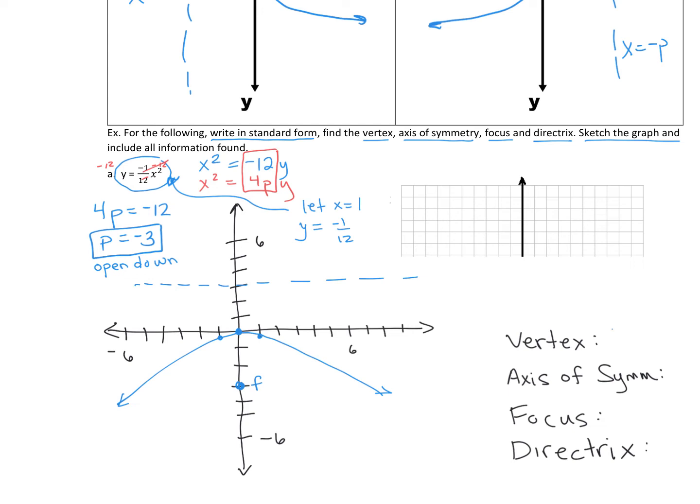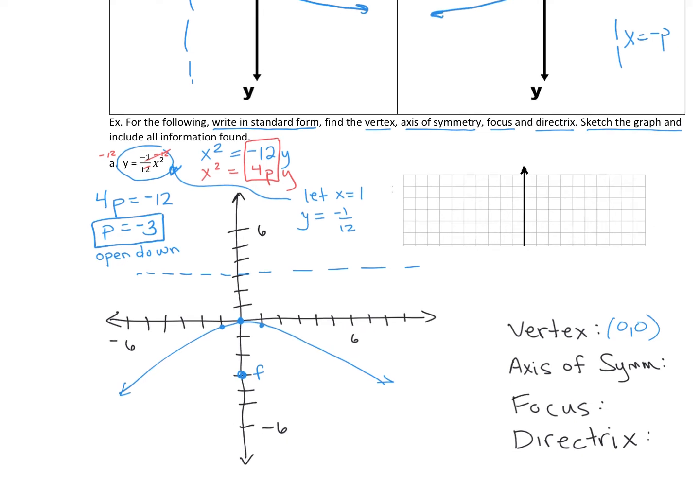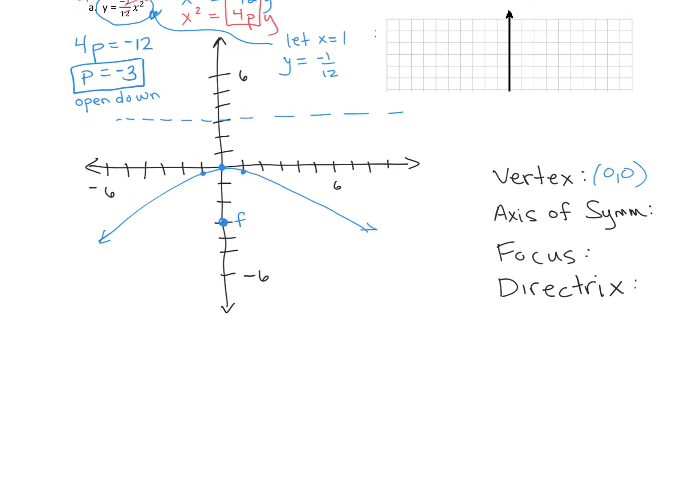Now what's the vertex? The vertex is 0, 0. Our axis of symmetry goes straight through the focus and the vertex, so that is going to be the y-axis, or x equals 0. The focus was 0, negative 3, and our directrix crosses the y-axis at 3, so it's y equals 3.